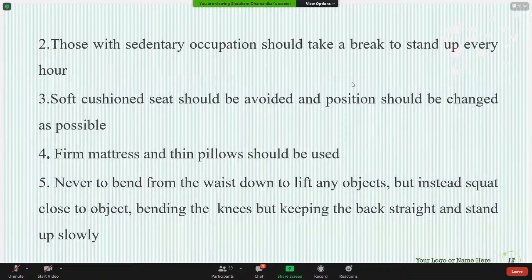Third is soft cushion seats should be avoided and position should be changed as often as possible. Like most of the people, as you have already seen, use cushions on the back of their chair so that they should not feel back pain. Also, a firm mattress and thin pillow should be used. As you know, never bend from the waist down to lift any objects, but instead squat close to the object, bending the knees but keeping the back straight, and stand up slowly.